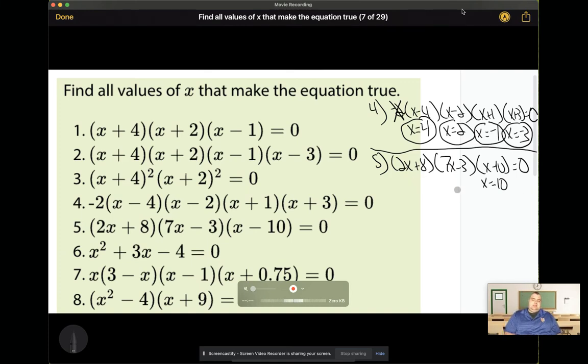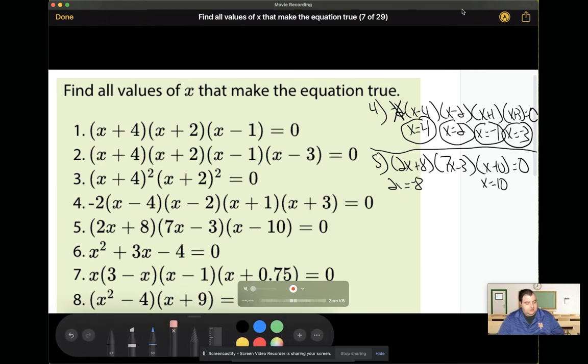This is going to be a little different. It turns out I can still use that switching the sign shortcut. The only difference is instead of saying x equals negative 8, I'm going to say 2x equals negative 8. If this were just x plus 8, I would just go right ahead and say x equals negative 8. Well, if it's 2x plus 8, I'm going to say 2x equals negative 8. And the only additional thing I have to do here is one additional step.